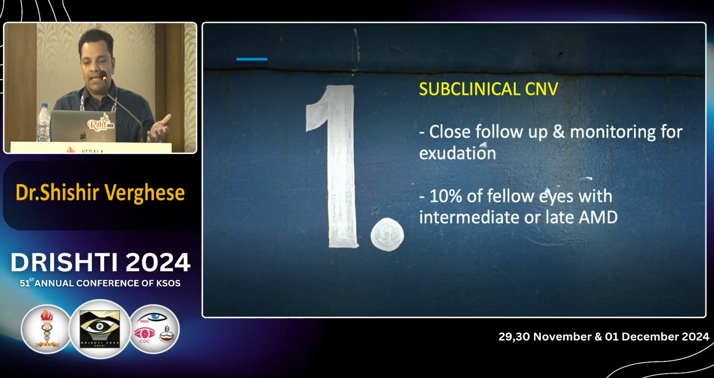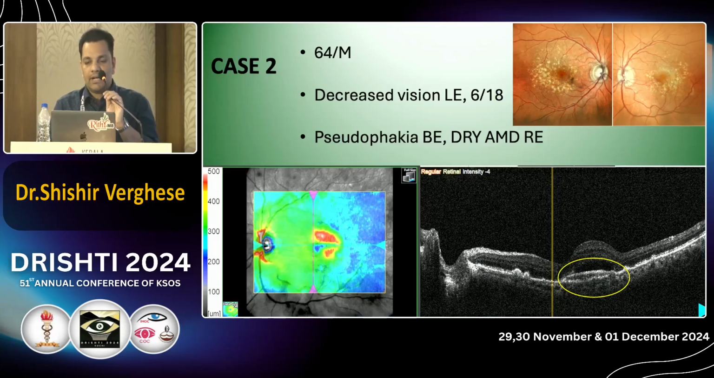And if the other eye has CNV, then 10% of the fellow eyes can progress to wet AMD if you don't follow them. You have to warn the patient and follow them up very closely. So let's look at another case.